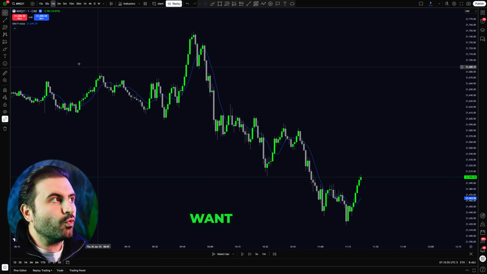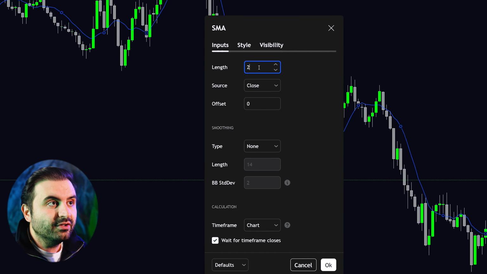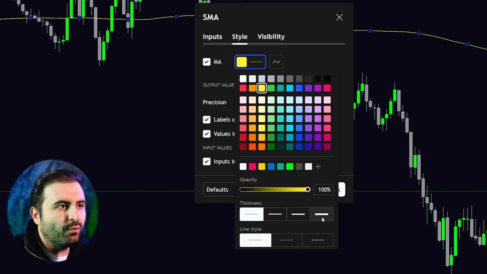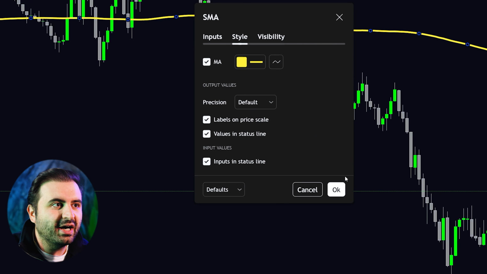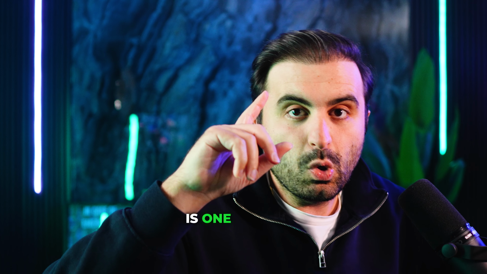Click that on your chart. After you add this indicator, I want you to go to the settings of this SMA and change the length to 200, and the style you can do whatever you want. I want the yellow and the bold color. This is the line of the 200 simple moving average. My time frame in this strategy is 1 minute.